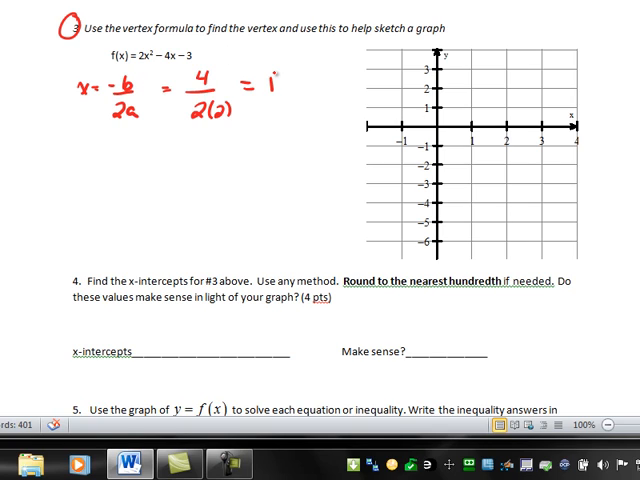How do I find y? There is actually a formula for it, but I find it's much easier just to take this and plug it in for the x to find out what y is. So what is f of 1?